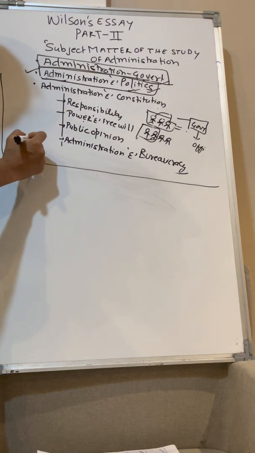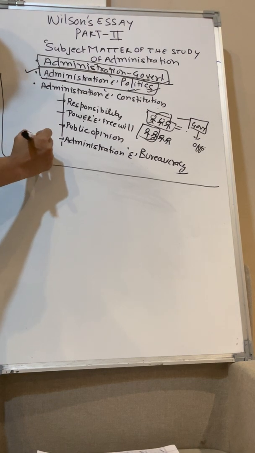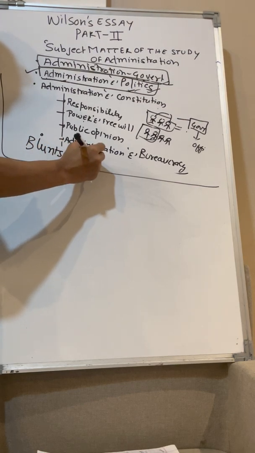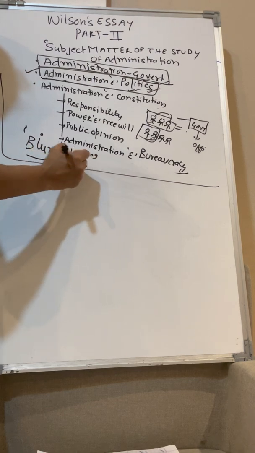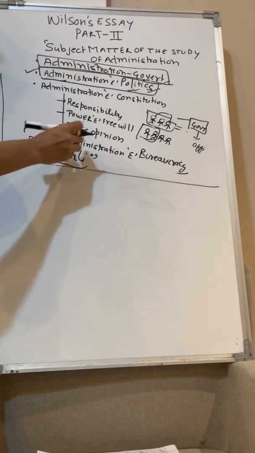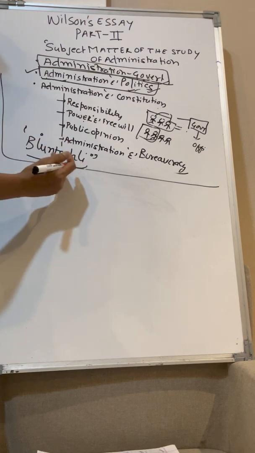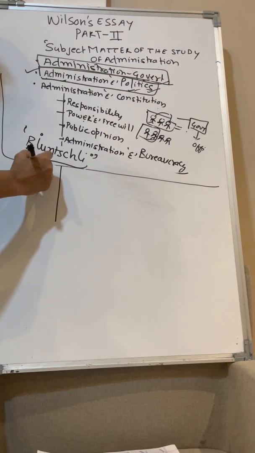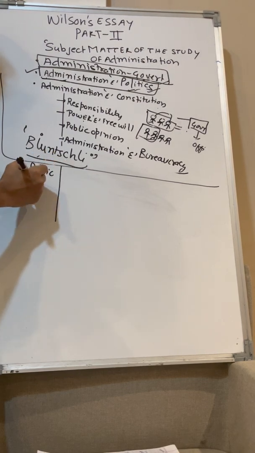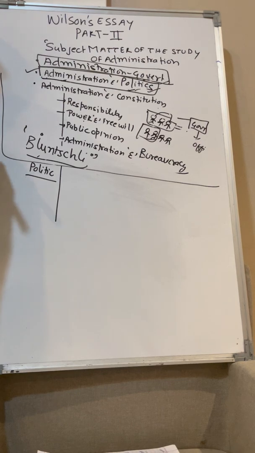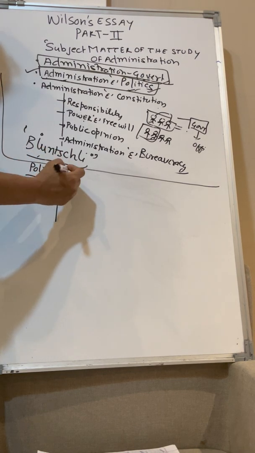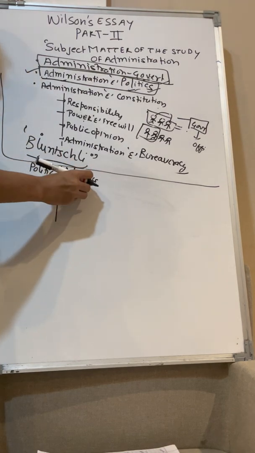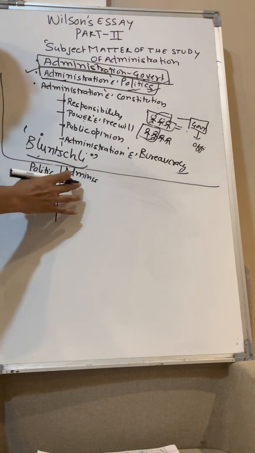He has also quoted a German writer. I'm writing his name. German, I don't know how it will be pronounced. Bluntschli. So he quoted Bluntschli to differentiate between the politics and administration. Bluntschli says that politics is the activity of state in great and universal things, whereas administration is the activity of states in individual and small things. So both are the activity of state.